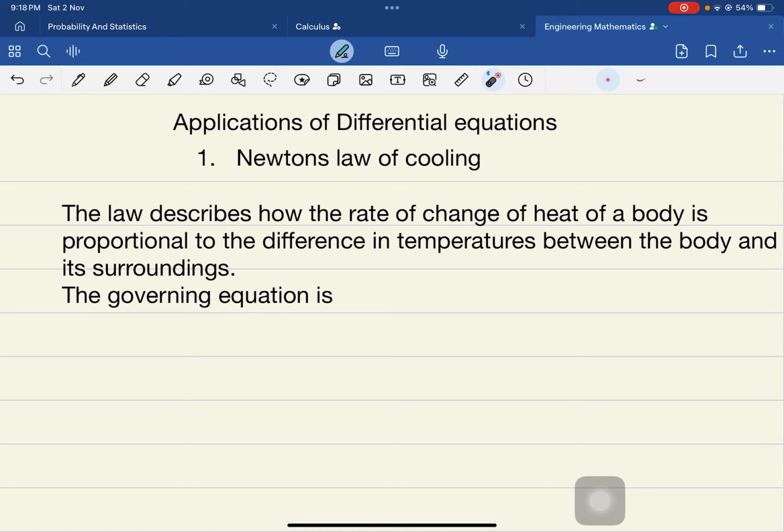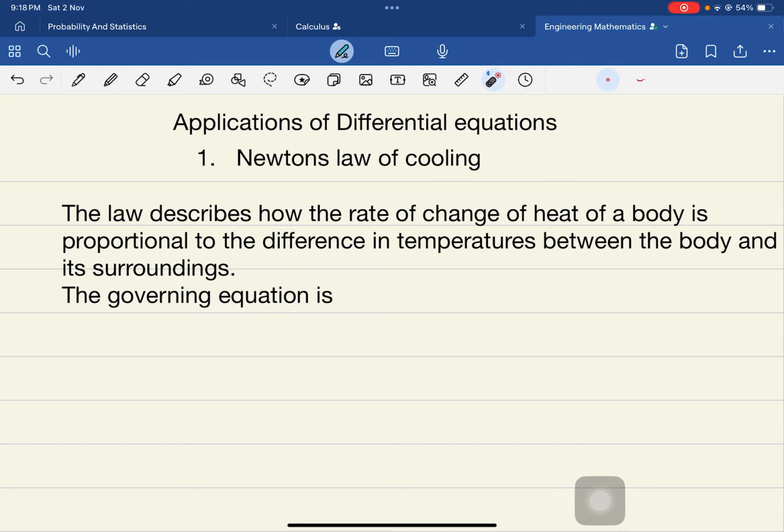A very interesting application of differential equations is Newton's law of cooling. So in this lecture, I'm going to make you understand what Newton's law of cooling is, and I'll solve one problem to make you understand the total concept of Newton's law of cooling.